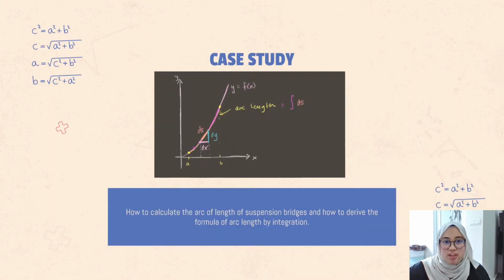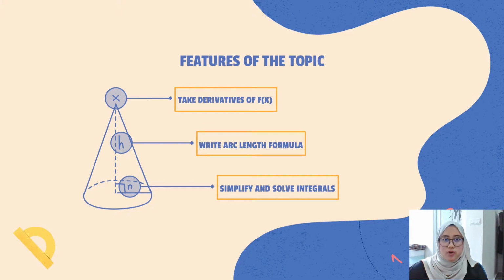In our case study, we are going to know how to calculate the arc length of a suspension bridge and also how to derive the formula of arc length by using integration. So how did it occur? There are three steps that we need to follow in order to get the arc length. The first one, we need to take the derivative of f(x). The second one, write the arc length formula. And the third one, simplify and solve the integral.